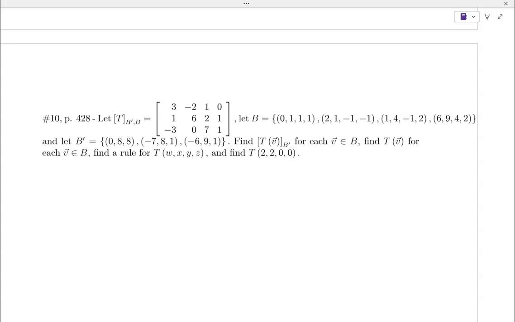All right, so this one's a little bit different. It already gives you the matrix of the transformation in terms of two bases, which I've written down there. The first thing it asks should be a relatively easy question. It asks you to figure out what the coordinates with respect to B prime are for each of the vectors in your basis for your domain. So again, when we write it this way, the B is the basis for your domain, the B prime is the basis for your codomain, right?